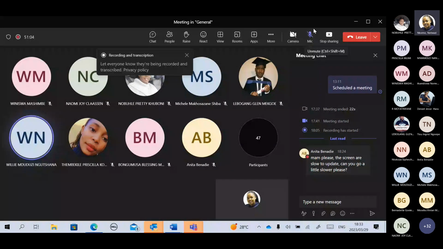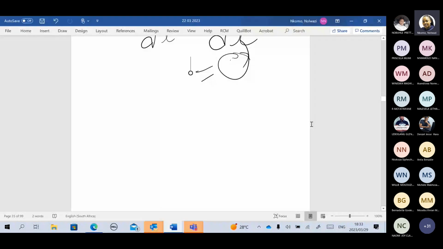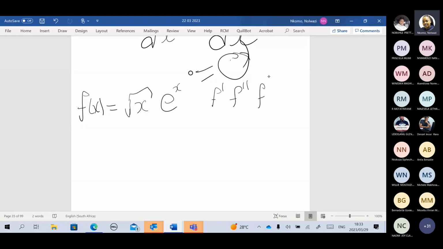Suppose we are given our f of x as root x e to the power x, right? Okay. Let's say we are asked to find f prime, f prime prime, like the first derivative until the third derivative.